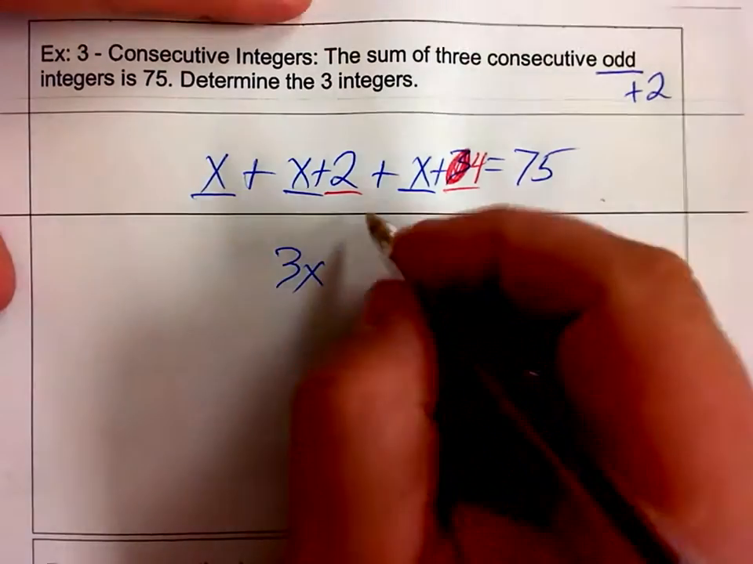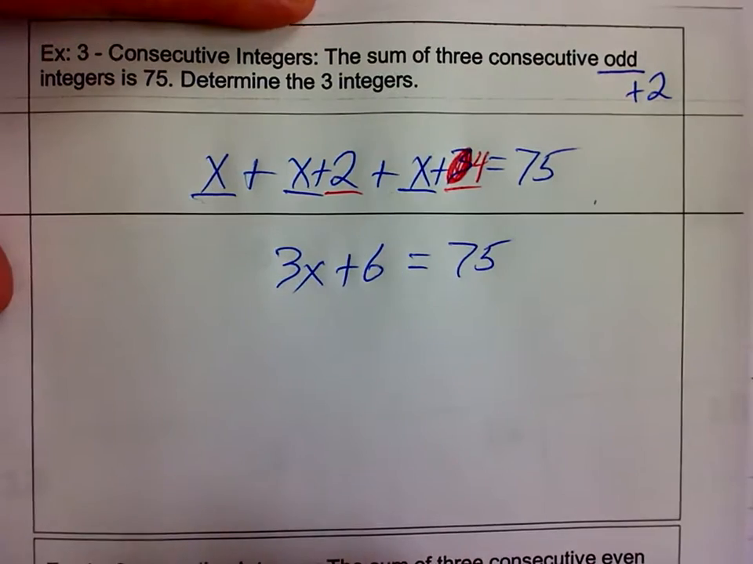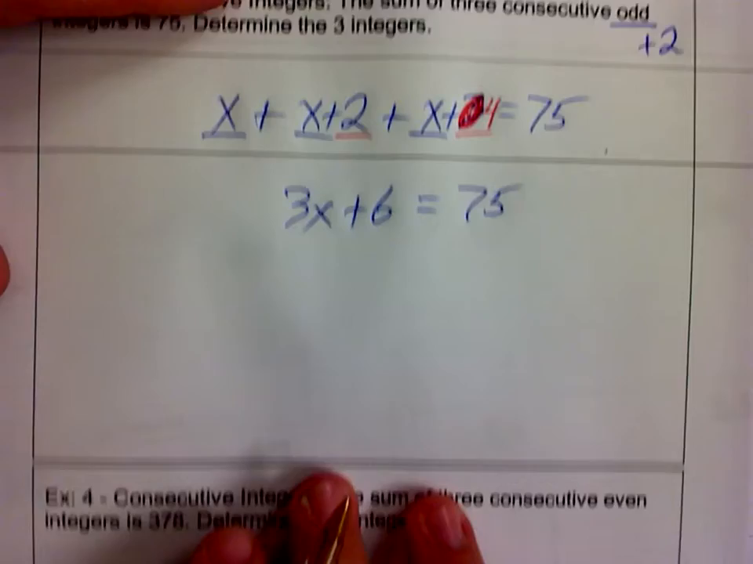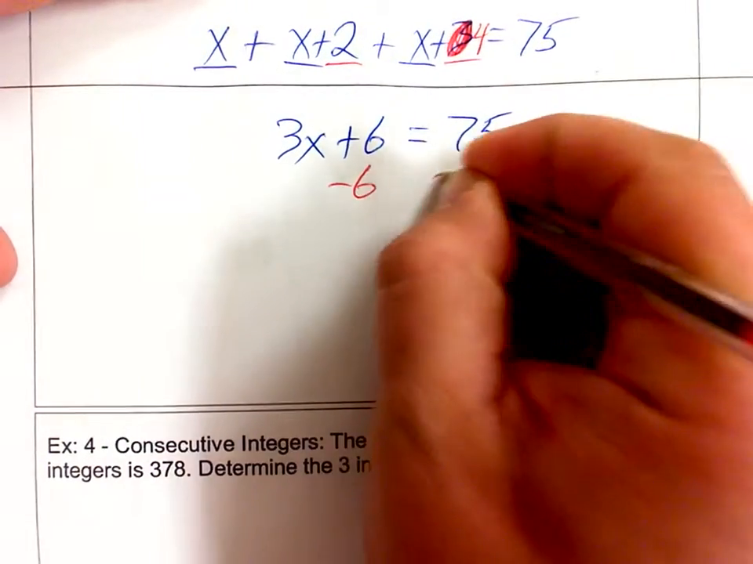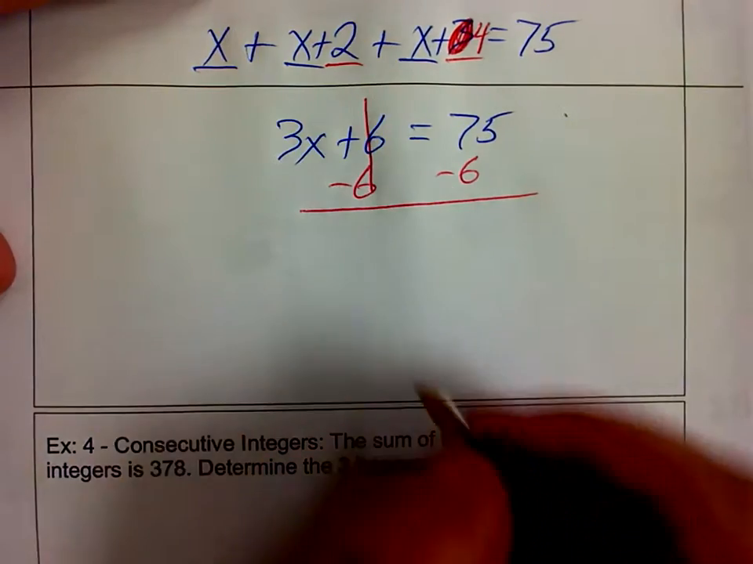So we add 2 and 4 together. That's going to give us a plus 6 is equal to 75. Now let's hope we can get through this one with no more hiccups. Now, we have to solve for x here, so we're going to get rid of the plus 6 by subtracting 6 from both sides. So the 6's are going to go away.